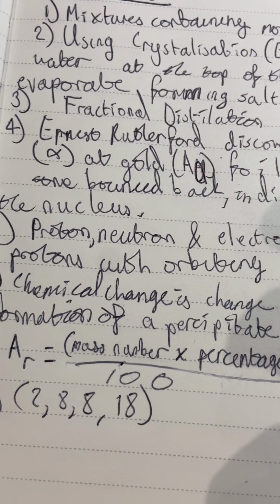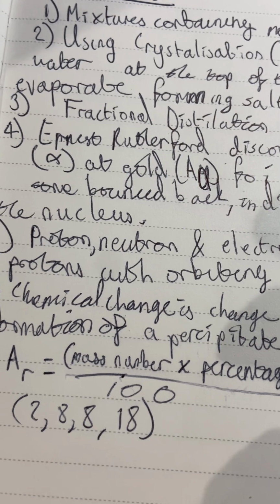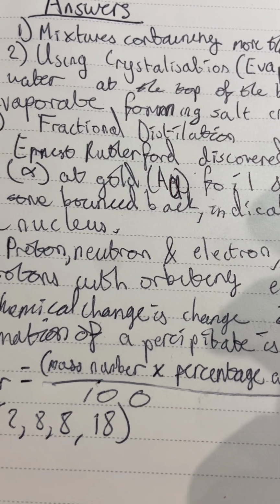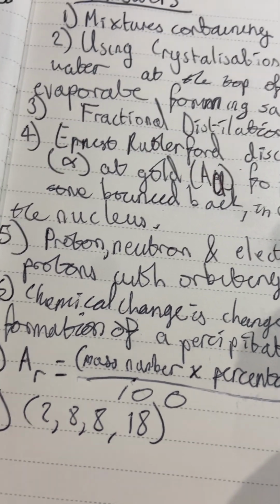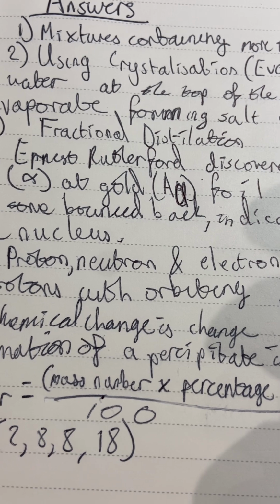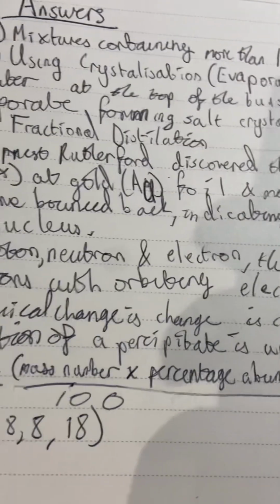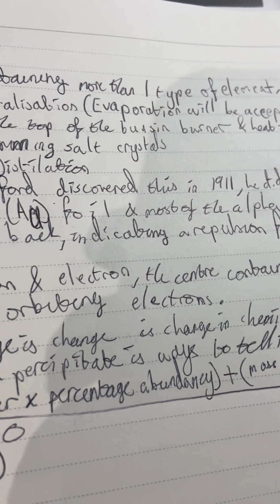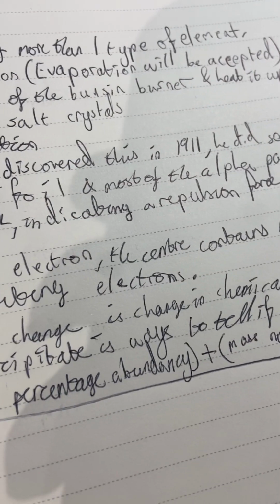Question 3 was fractional distillation. The question was, how do you separate a mixture of 2 liquids with different boiling points? That's quite an easy one. Number 4 was, who discovered atoms were mostly made of empty space, and explain the method he used to show. Well, Ernest Rutherford discovered this. You would probably get a mark for saying the year, which was 1911.